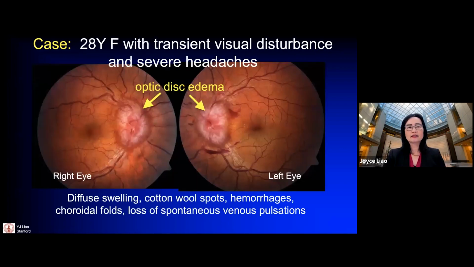We see on the fundus color imaging that the optic nerves are very severely swollen on both sides, and there's a bit of wrinkling of the retina next to it, as well as some hemorrhages. And we can't show it to you, but there's loss of spontaneous venous pulsation, indicating an increase in the brain pressure.